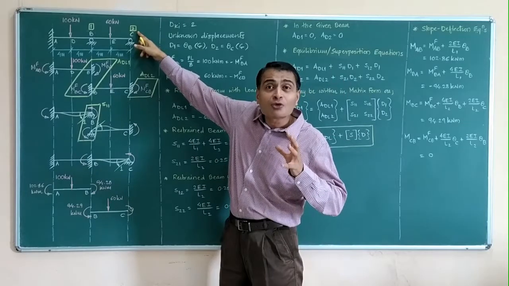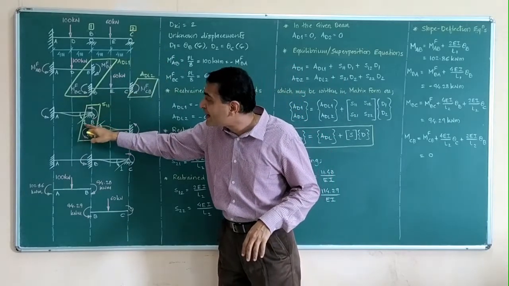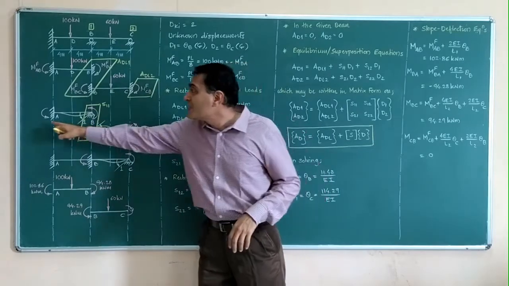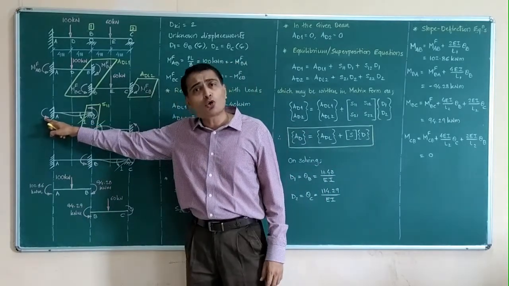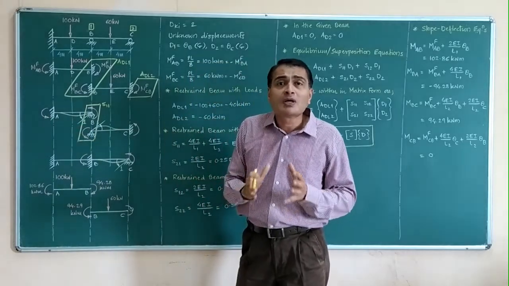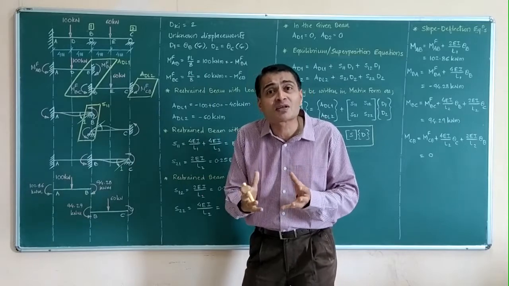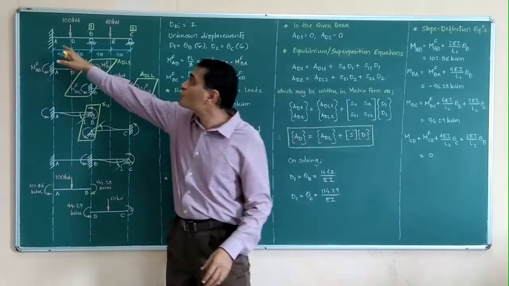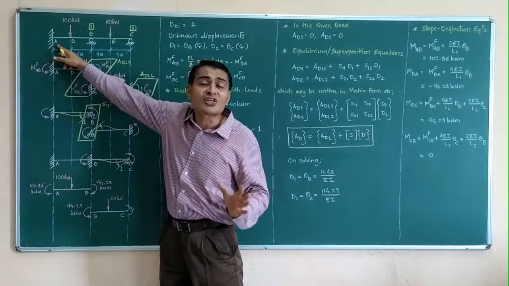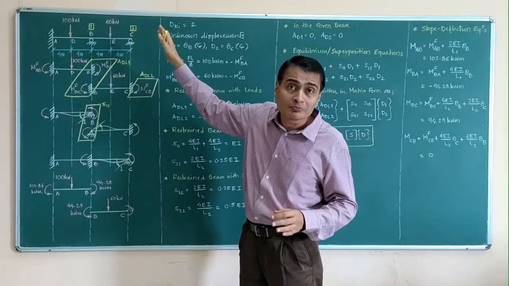That is what I am trying to convey to you, that when I apply a moment here and I develop unit rotation, some moment is generated here also. Even this moment is 2EI upon L. But it is none of my stiffnesses or stiffness factors, for the reason that this is no node under consideration. Our nodes are 1 and 2.